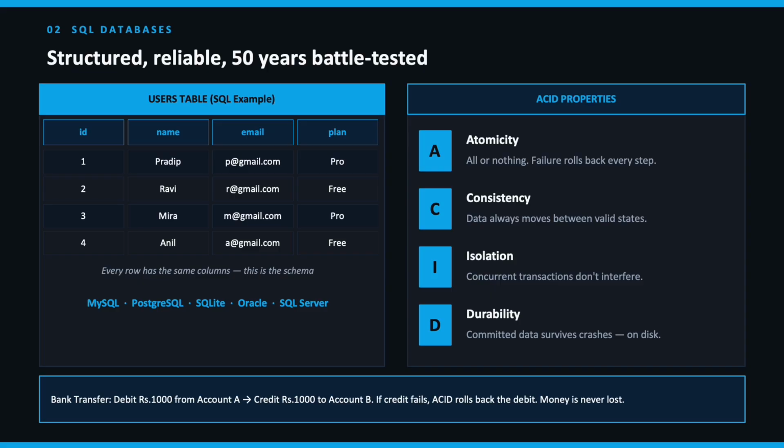Let me make this real with a story. You transfer 1000 rupees from your bank account to a friend. The bank has to do two things: debit your account and credit your friend's account. What if the debit succeeds but the credit fails? Without ACID, your money is gone. Your friend never received it. With ACID, atomicity kicks in. The entire transaction rolls back. Your money stays in your account. Nothing is lost. That is why banks, stock markets, payment systems all use SQL databases. When correctness is non-negotiable, ACID is what you need.